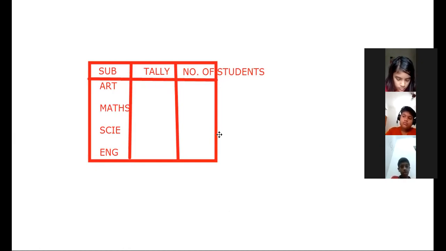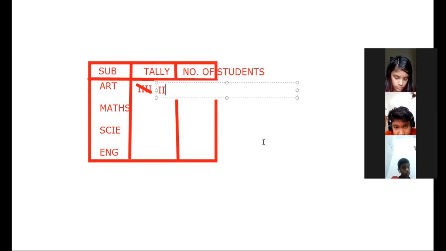How many times? According to the number of times, we just have to mark seven tally marks. First of all, for drawing 5, we have to draw like this, and after that we have to mark 2 more tally marks. Then the number of students who like art as their favorite subject is 7.